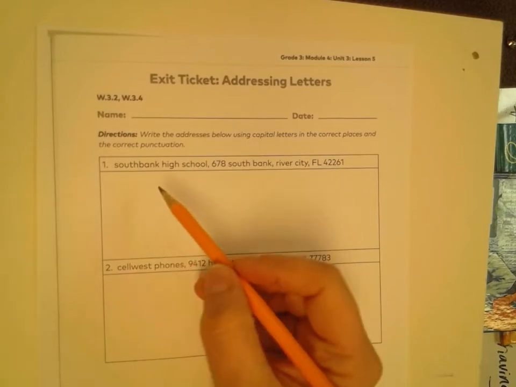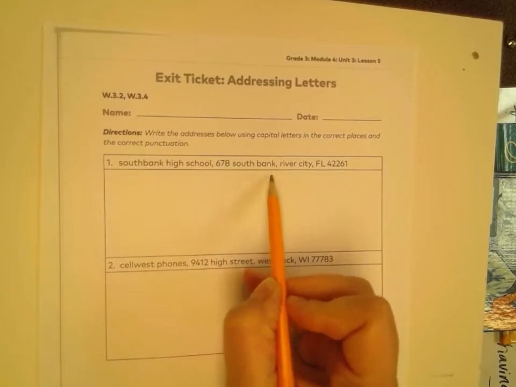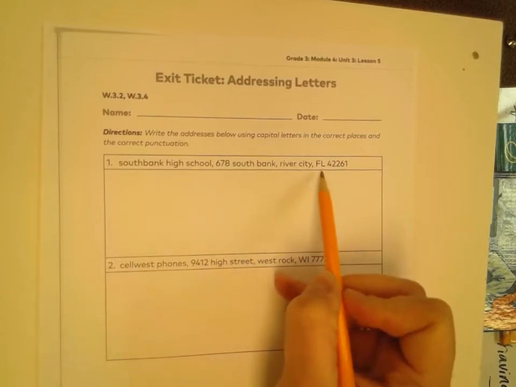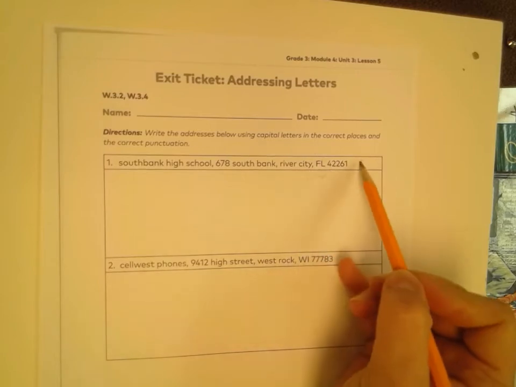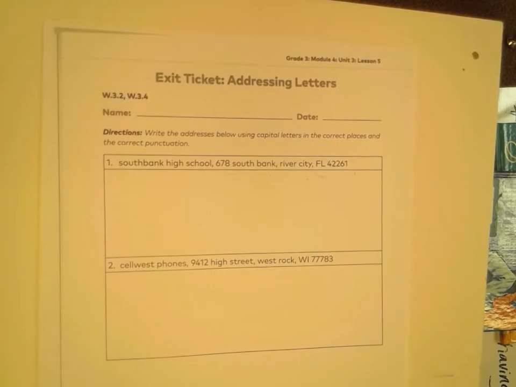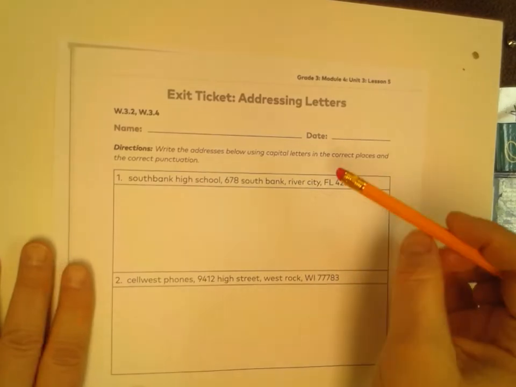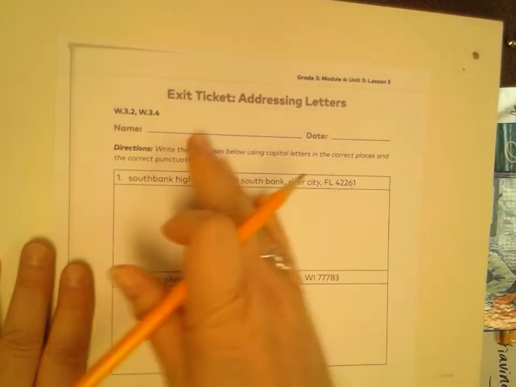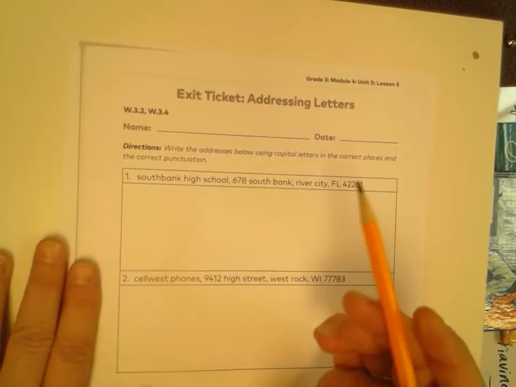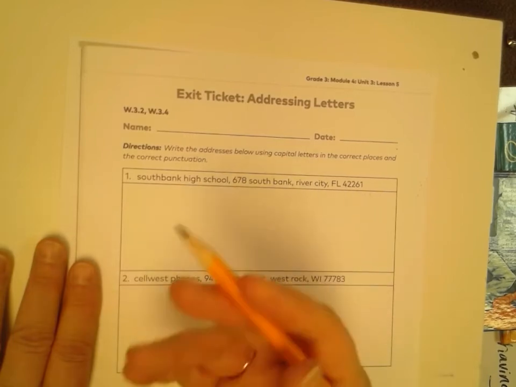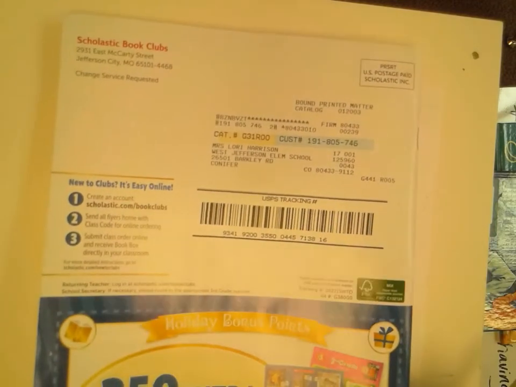So the first one says South Bank High School, 678 South Bank, River City, Florida. And then this is the abbreviation for Florida. And then the zip code. And sometimes there are 4 more numbers afterwards, but we're not going to worry about those today. And a lot of people don't actually know what the 4 that go after your address are, but some particular places do. So if we look at South Bank High School, South Bank High School is a place just like West Jeff Elementary, and it just happens to be that Mrs. Harrison has some mail that comes to her.